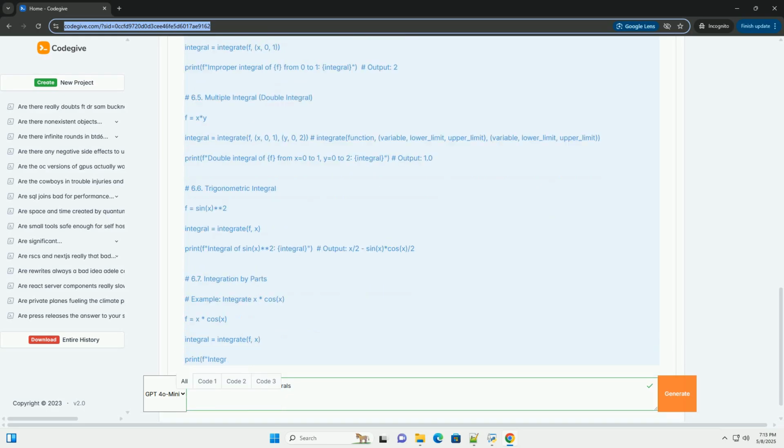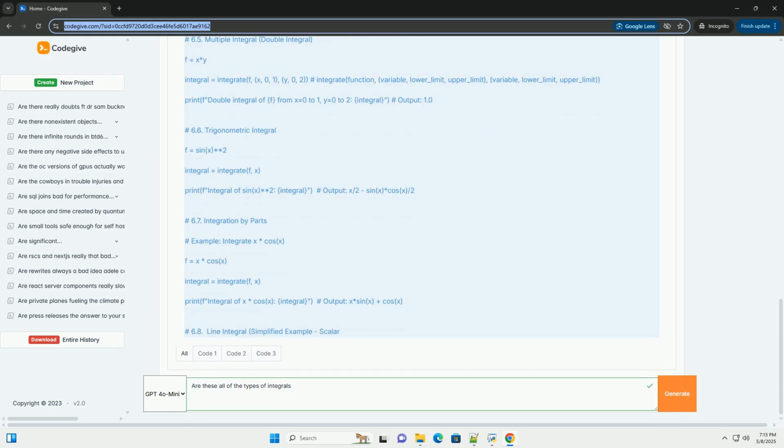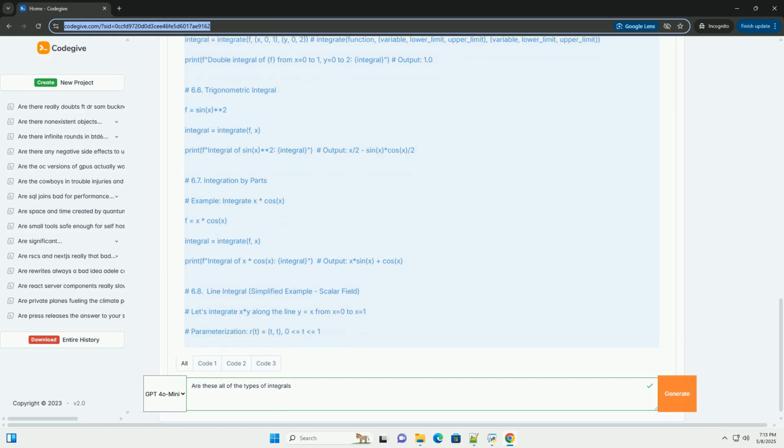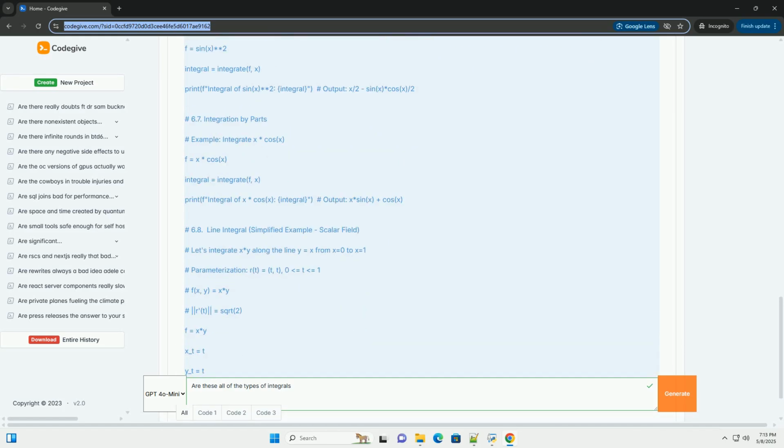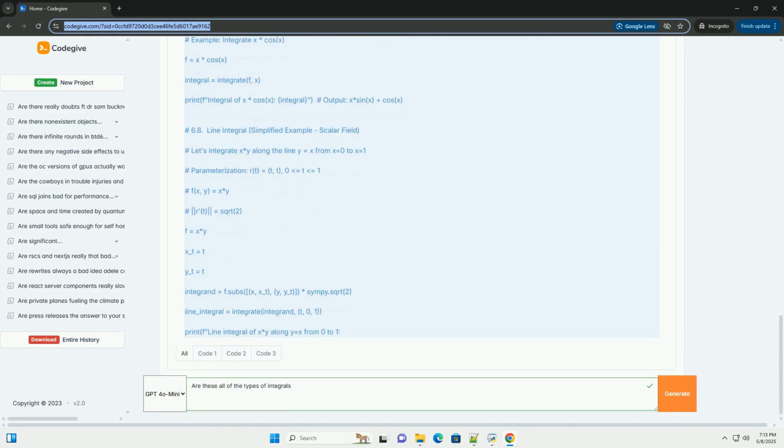3.1. Definite integrals. 3.2. Indefinite integrals. 3.3. Improper integrals. 3.3.1. Infinite limits of integration. 3.3.2. Discontinuous integrands. 3.4. Line integrals, path integrals. 3.4.1. Line integrals of scalar fields. 3.4.2. Line integrals of vector fields.